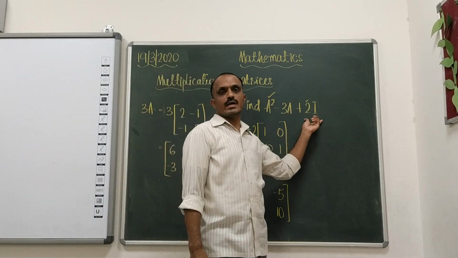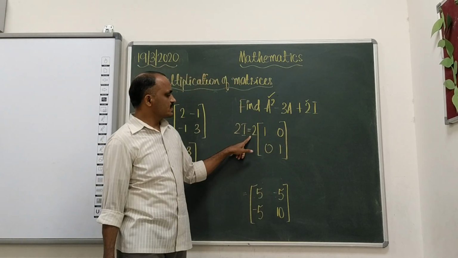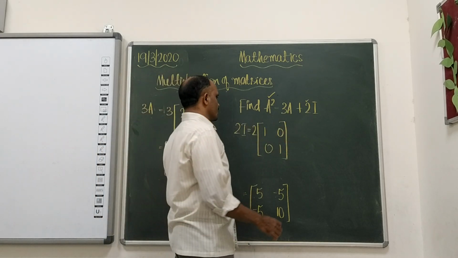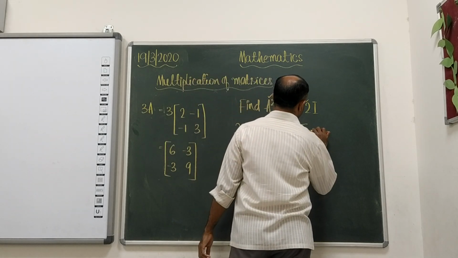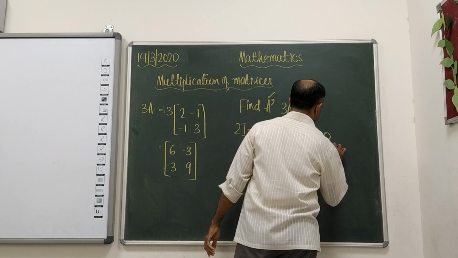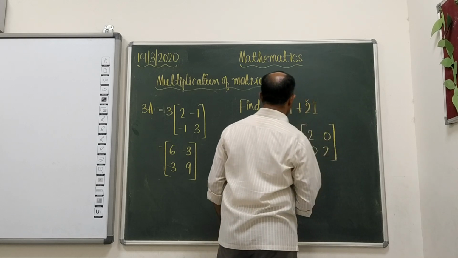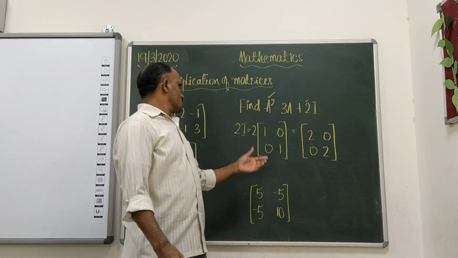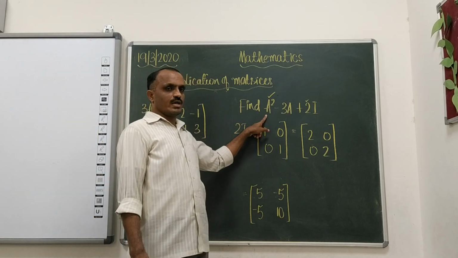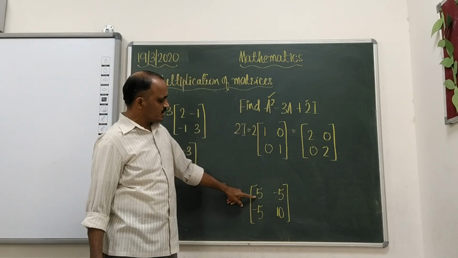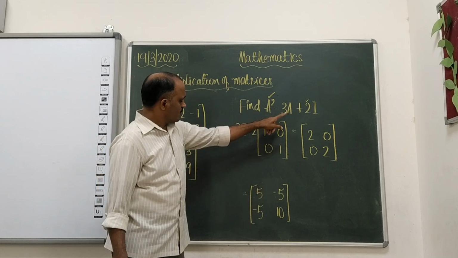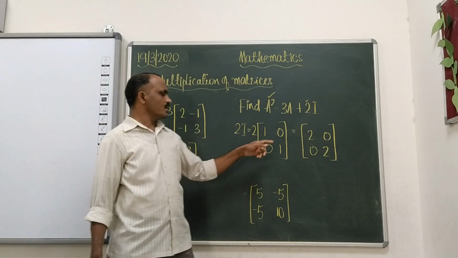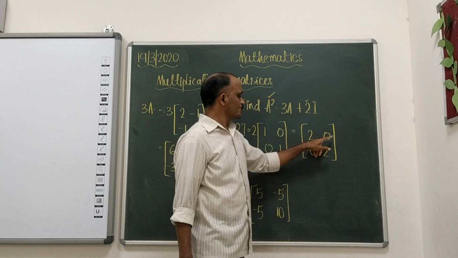Then here they are saying 2I. So to get 2I, each element of this identity matrix I we are going to multiply by 2. On multiplying this we get 2 0, then 0 2. So now we found the value for A square on multiplying the matrix. A square is first row 5, minus 5, second row minus 5, 10. Then 3A we got as 6, minus 3, second row minus 3, 9, then 2I, identity matrix, so 2, 0, 0, 2.